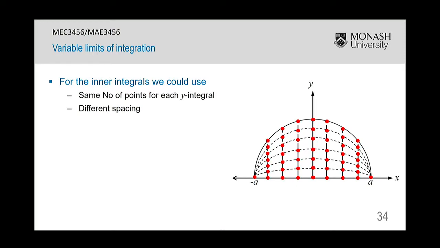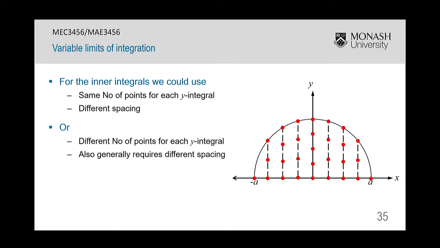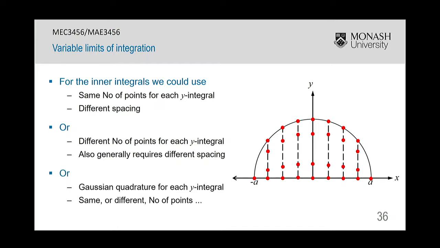So for the integrals, there are a number of different things we could do. For example, we could use the same number of points for each y integral, but each y integral would have a different spacing, and that's represented in that figure there. Or we could have a different number of points for each y integral. If we were to do this, it also generally means that we're going to have different spacing on each of these integrals as well. Or perhaps we could use Gaussian quadrature for each y integral. We could use the same number of points for each integral or a different number of points, and it just depends on what we know about the function as to which method we would do.